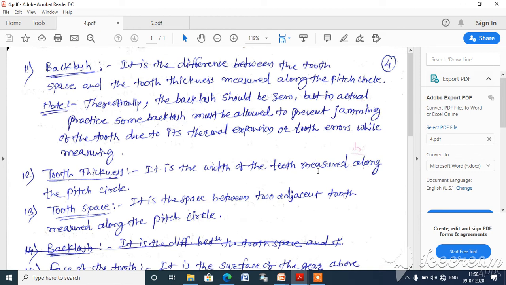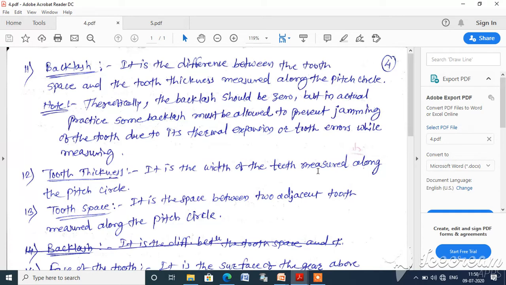After completing the terminology total depth, next one is backlash. Backlash is the difference between the tooth space and the tooth thickness measured along the pitch circle. Here, please make a note, students. Theoretically, the backlash should be zero, but in actual practice, some backlash must be allowed to prevent jamming of the tooth due to its thermal expansion or tooth errors while measuring.